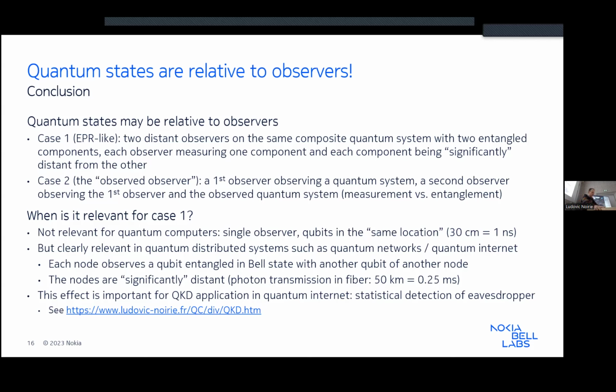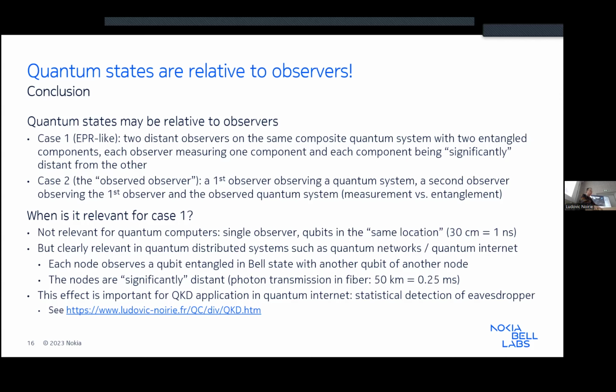So when is this case relevant? For quantum computers, it's not really relevant because usually you consider only one observer, the one that uses the machine. Also, the distance between the qubits in a quantum computer is very small, so they can be considered as being in the same location in terms of order of magnitude. 30 centimeters represent one nanosecond of photon transmission, so it's very fast, and the chips of quantum computers are smaller than 30 centimeters. But it is clearly relevant for quantum distributed systems such as quantum networks.